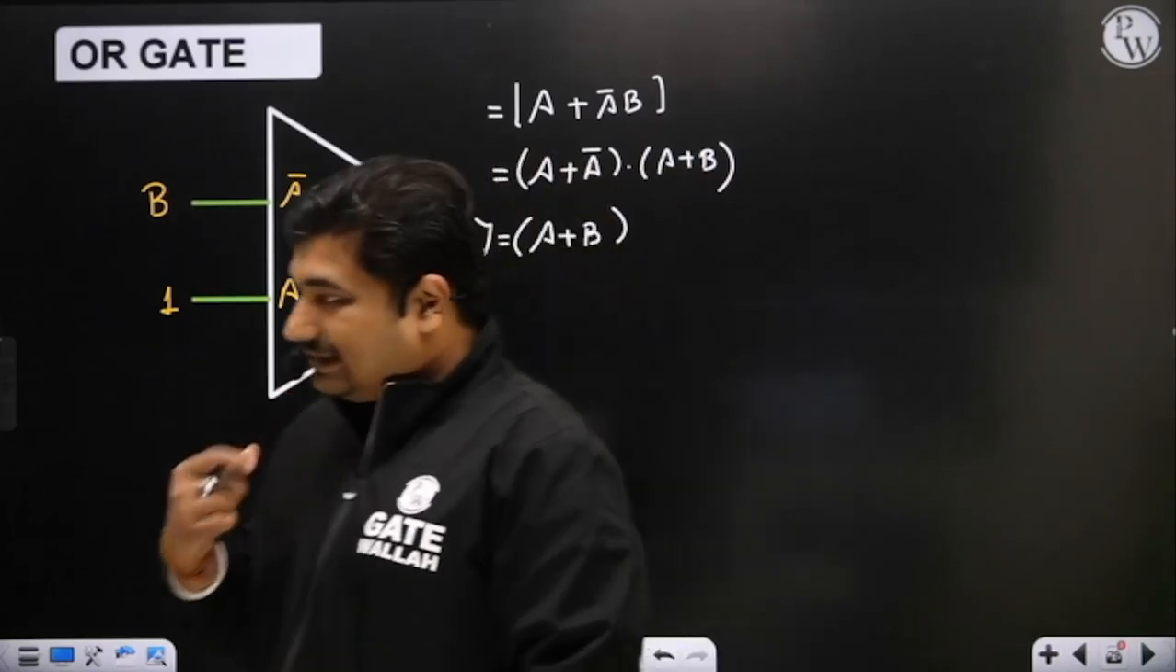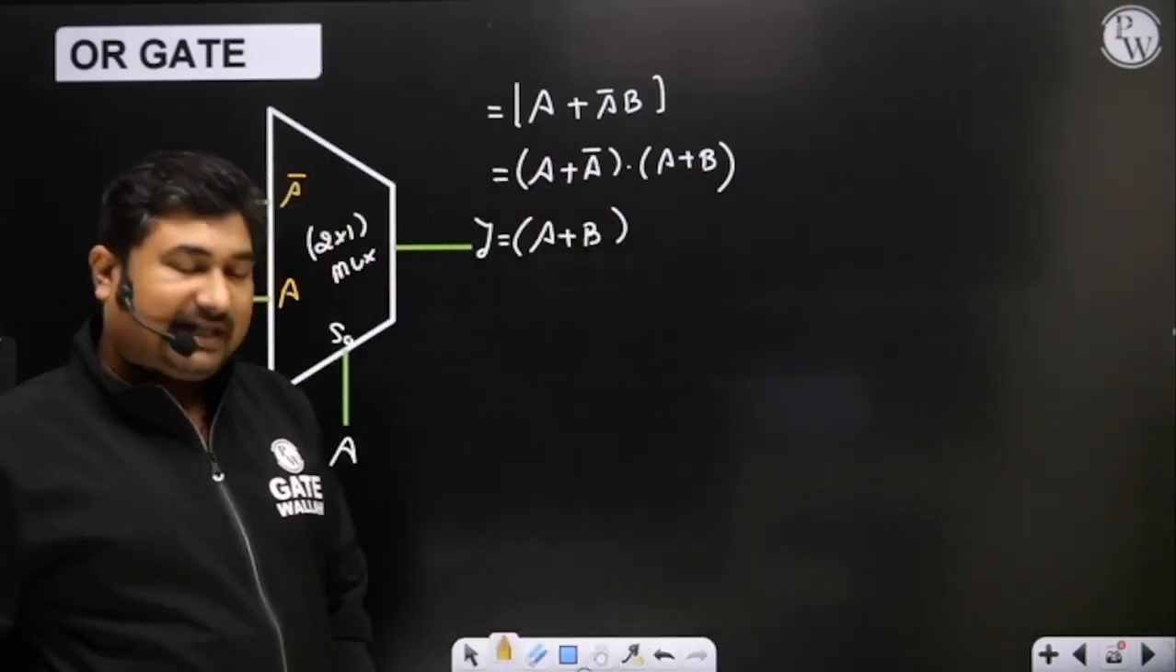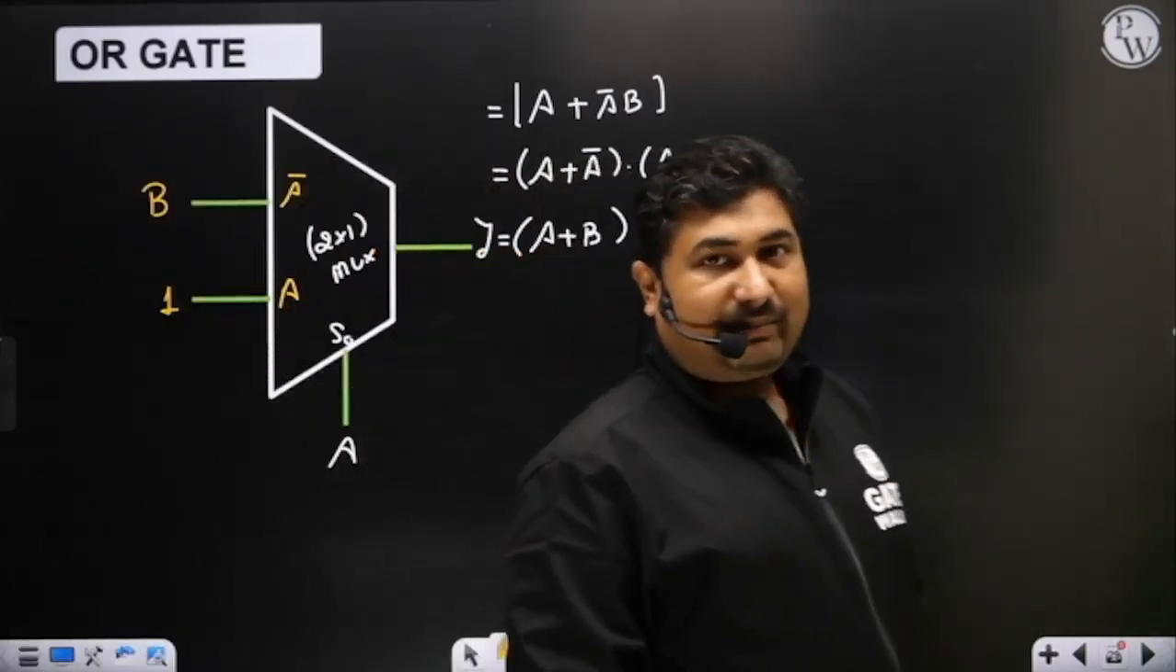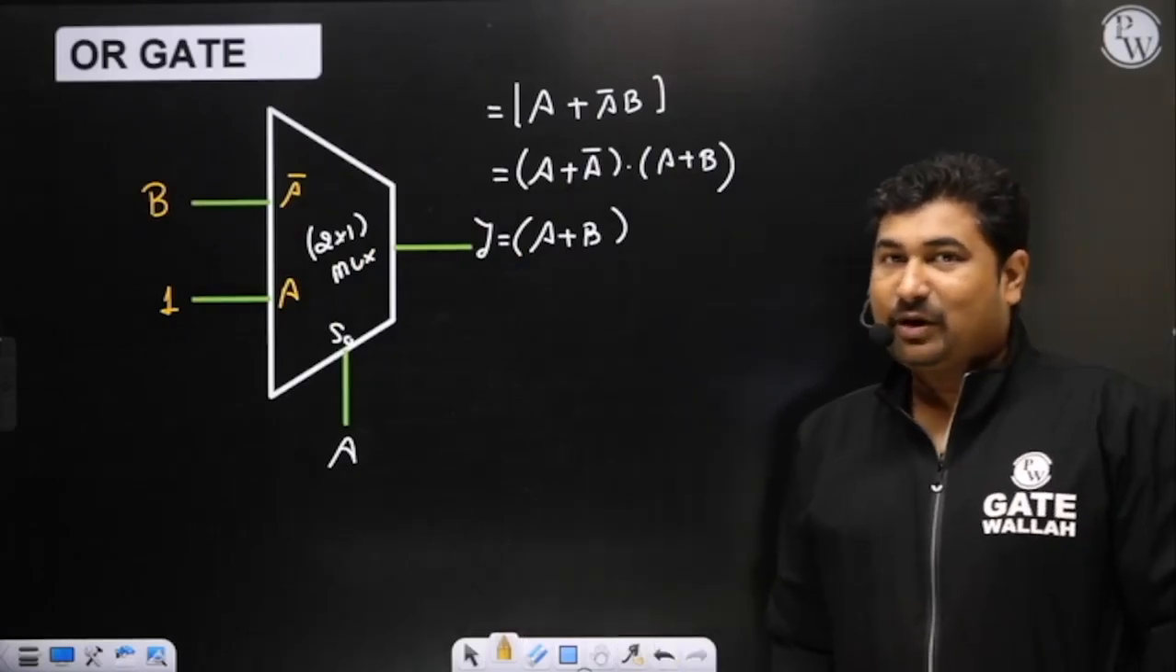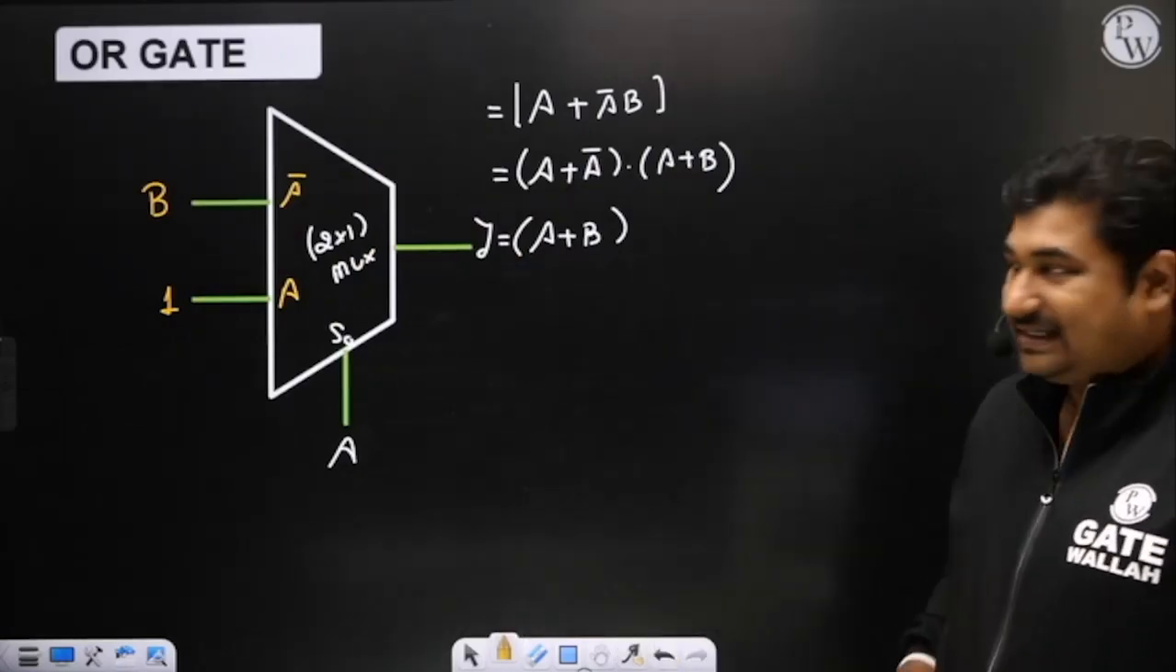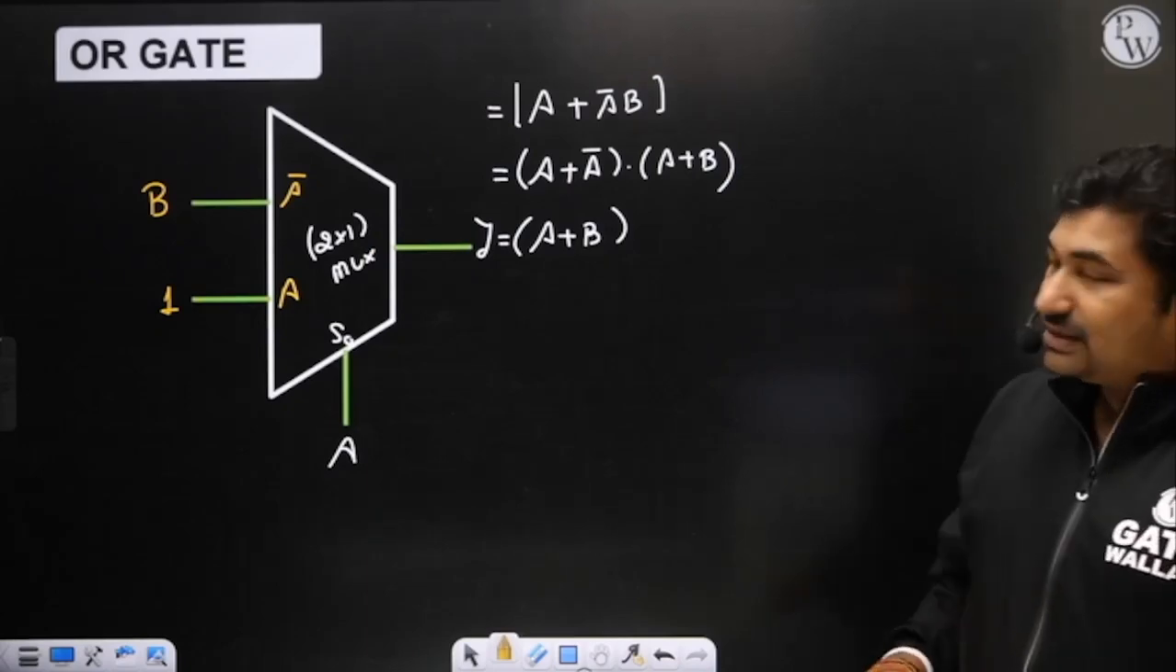So it means by using a multiplexer, we can implement a NOT gate, we can implement a buffer, we can implement an AND gate, we can implement an OR gate. Great, sir. Come to the next one.